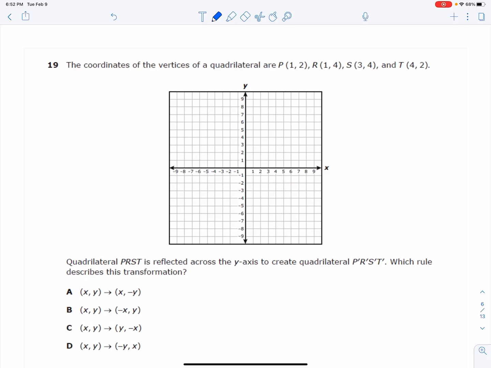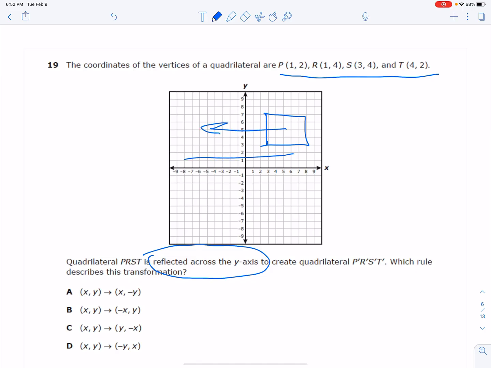The coordinates of the vertices of quadrilateral PRST are given. Quadrilateral PRST is reflected across the y-axis to create quadrilateral P prime, R prime, S prime, T prime. Which rule describes this transformation? No matter what this actually gives me, what I told you was always think about an object in quadrant 1, and I want to reflect this over the y-axis. So I'm going to be reflecting it in this direction, over the y-axis.